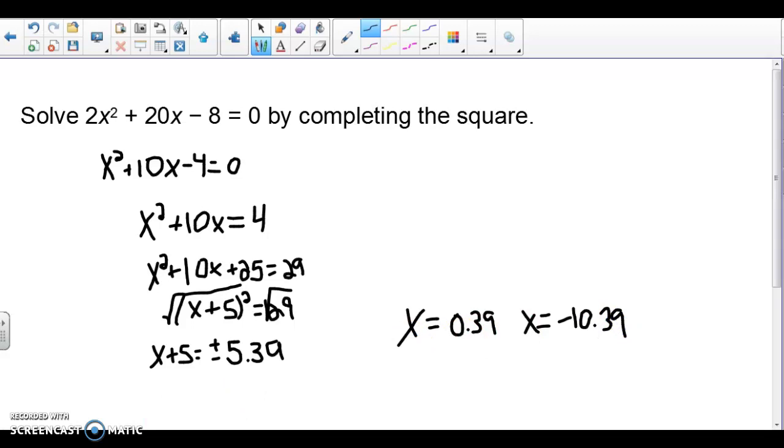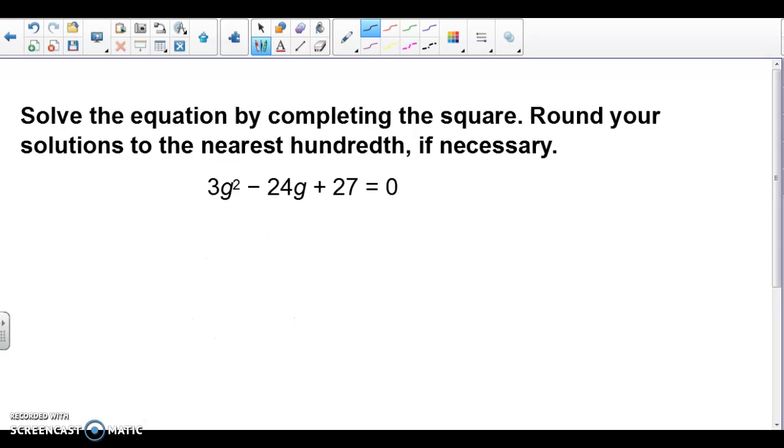Alright, so if you guys are all set, why don't you try doing this one on your own. Solve the equation by completing the square, round your solution to the nearest hundredth if necessary. Alright, so pause the video now, give it a try. When you're ready, press play and we'll go over how to do it.